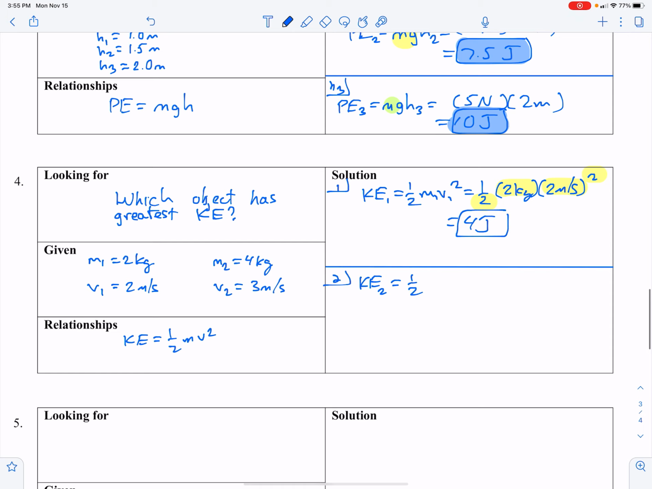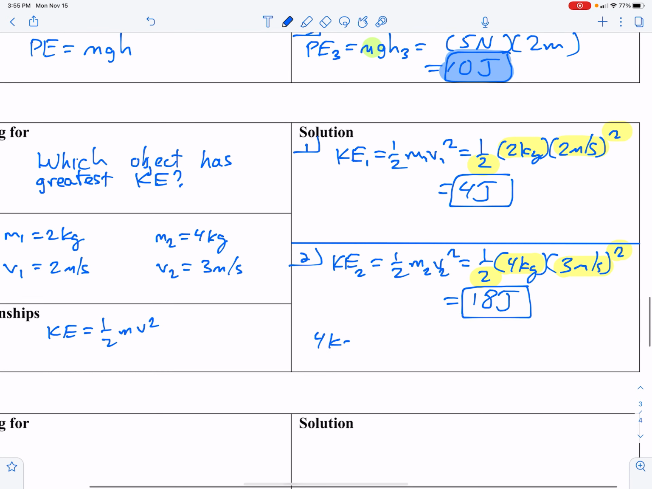The kinetic energy of object 2 is going to be 1/2 mass 2 velocity 2 squared, which is 1/2 times 4 kilograms times 3 meters per second, quantity squared. Again, we're going to start with 3 squared, that's 9, times 4, that's 36, take half, well, that's 18. The 4 kilogram object has a greater kinetic energy.